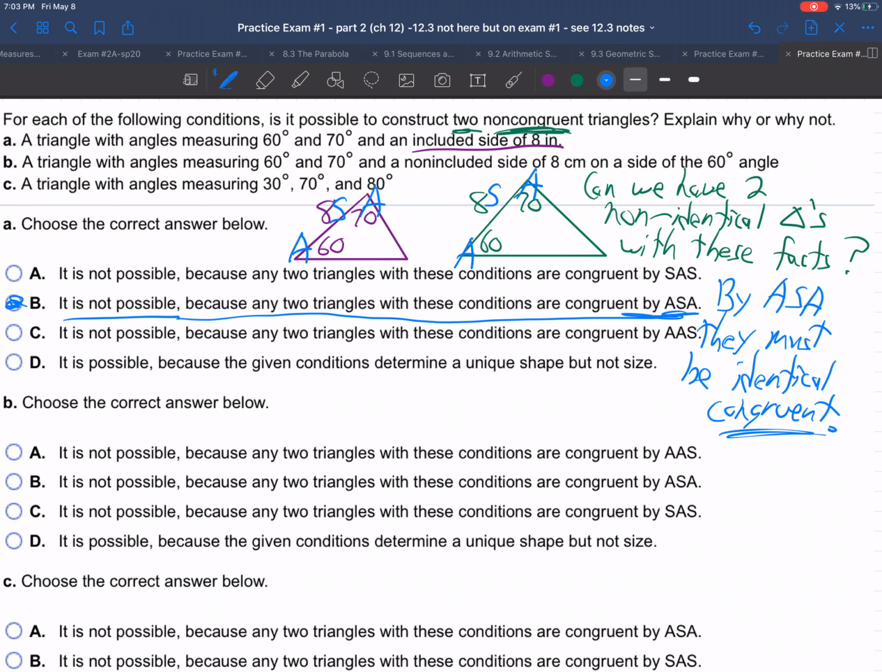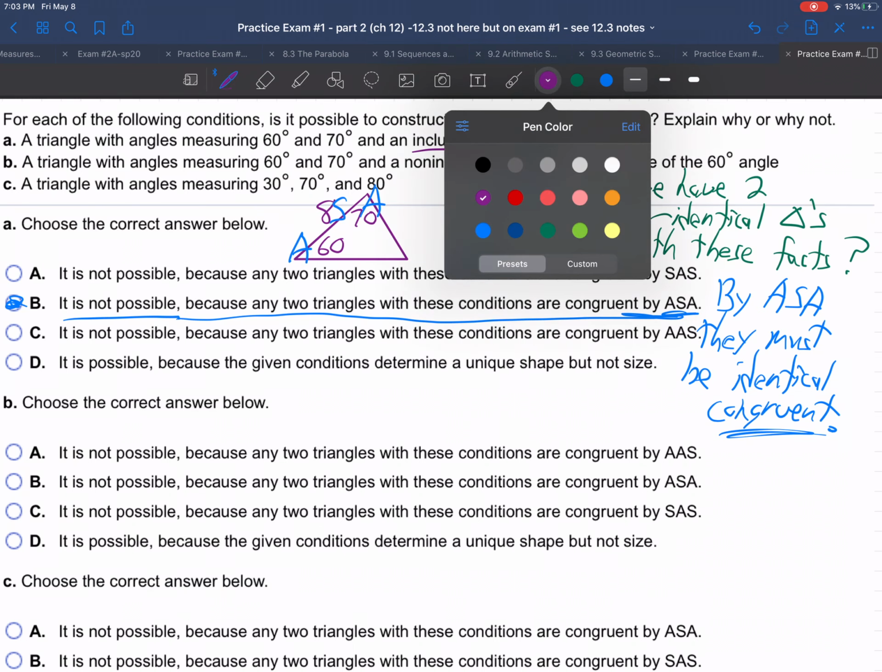Remember, every three-letter combination except for AAA and the bad word, ASS, all the other three-letter combos make two triangles identical. Let's try the next part down here.